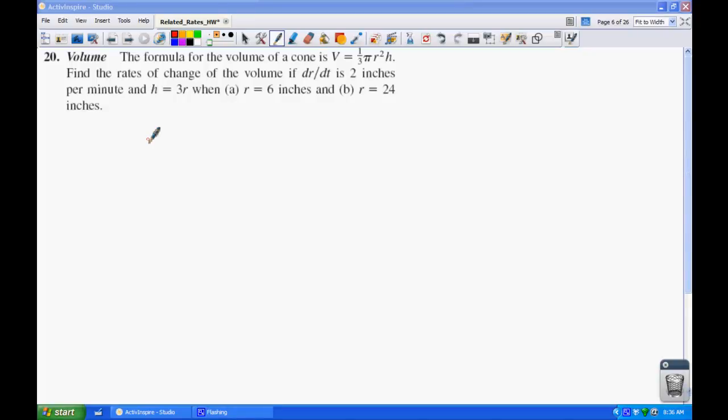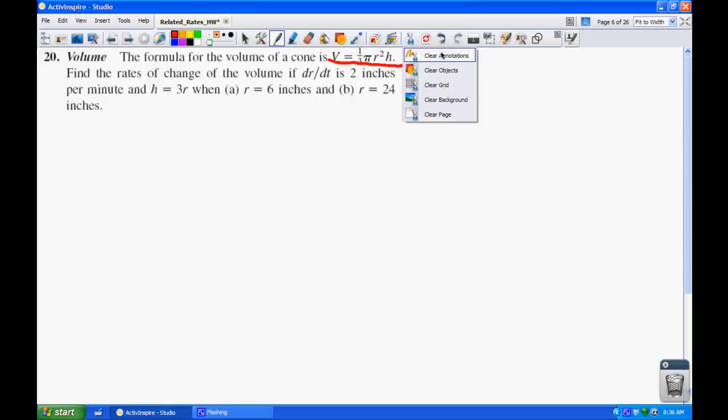All right, guys. Number 20. This one deals with the volume of a cone, and the geometrical formula is given to you right here in the problem. So the volume of a cone is equal to 1/3 pi r squared times height.